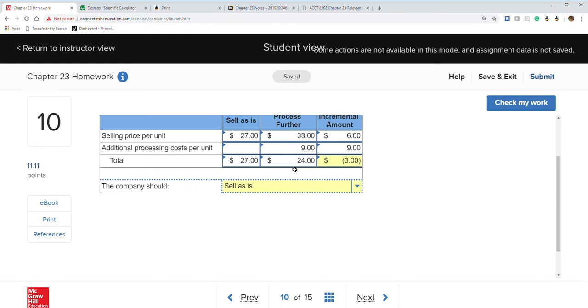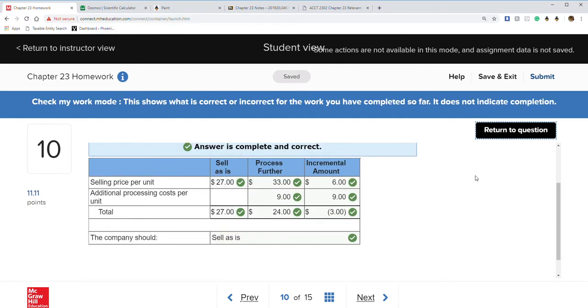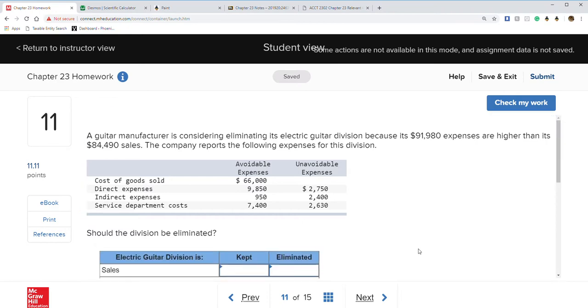We can check the comparison. This one's higher than this one. So again, hit check my work. Everything is correct. Good. We can now move on to question number 11. As you can see, so far, not overly bad going on. So we're going to check in now with some division. Should we keep or eliminate?